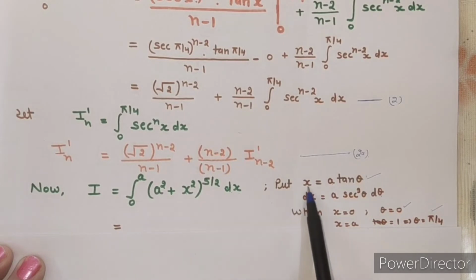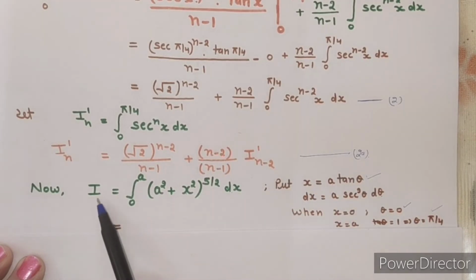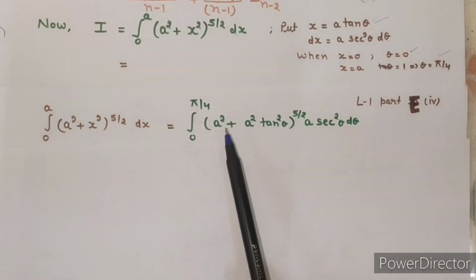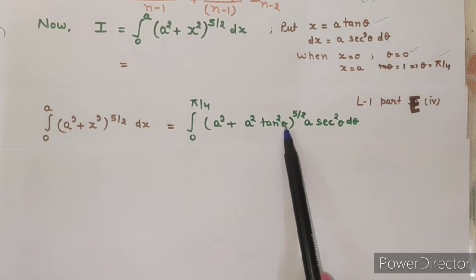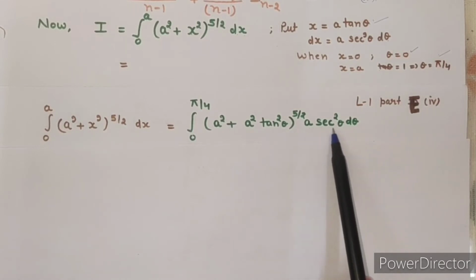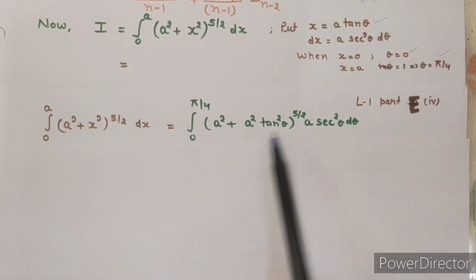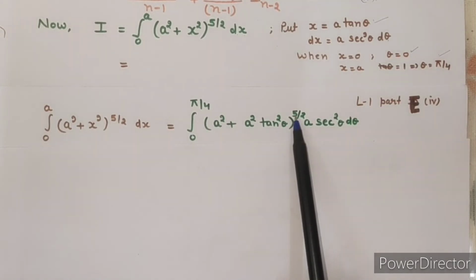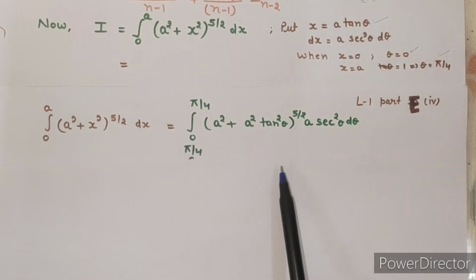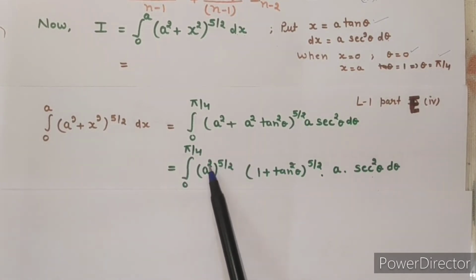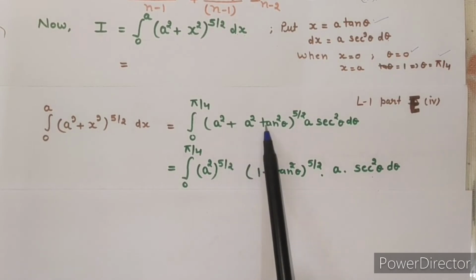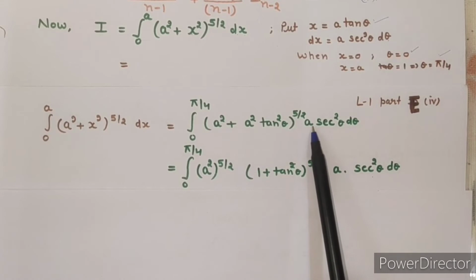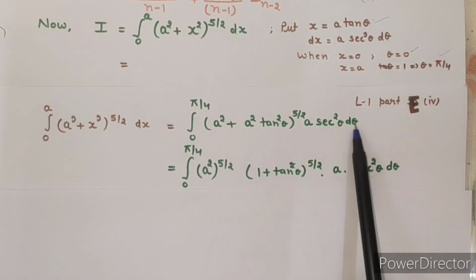So I am putting this value in this integral. So this integral is equal to (a square plus a square tan square theta) to the power 5 by 2, and this is a secant square theta d theta, 0 to pi by 4. Now taking a square outside, and the power is 5 by 2, so it is a to the power 2 into 5 by 2, this is a to the power 5. 1 plus tan square theta, power is 5 by 2, and this a is as it is, secant square theta d theta.